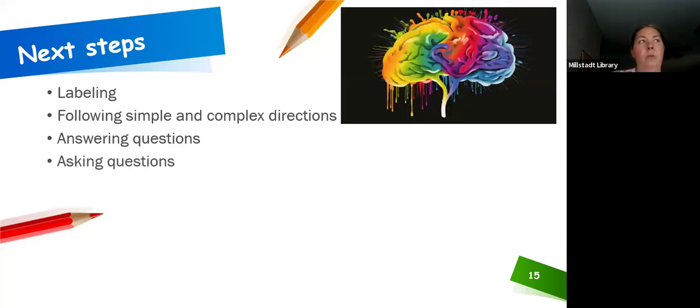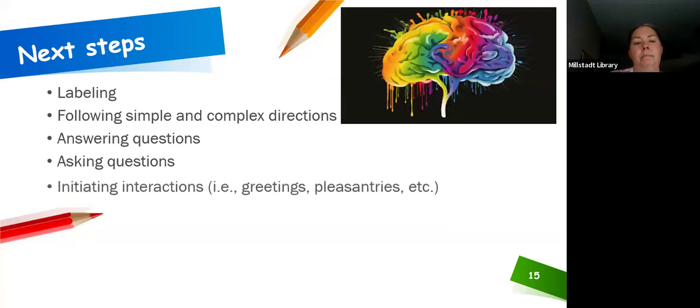And then asking questions like, what is that? Where are we? What's your name? Who are you? Those are going to be the next steps past answering questions, because they're going to be more complex and it's going to require more words to have that communicative exchange.